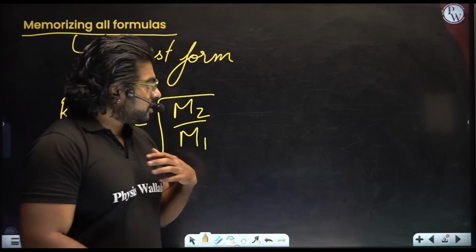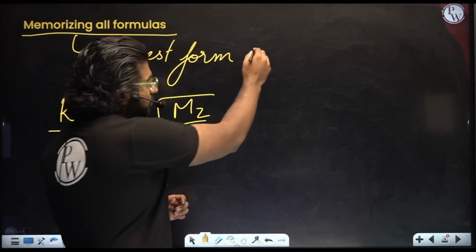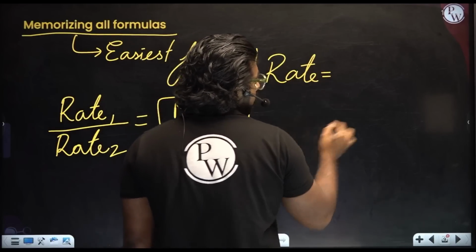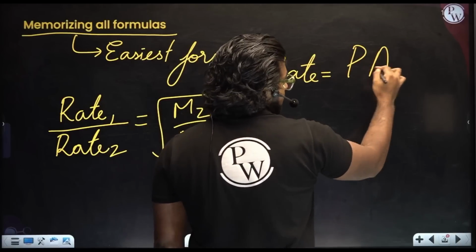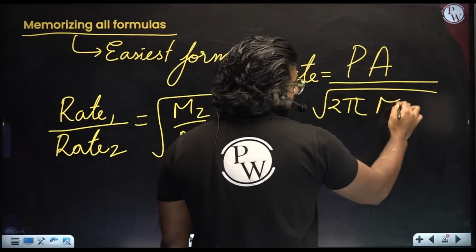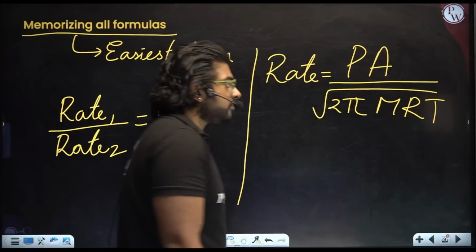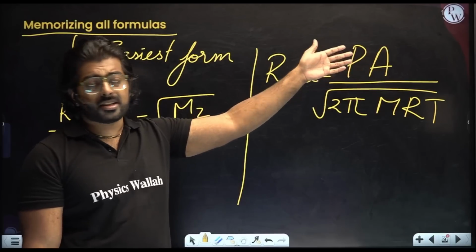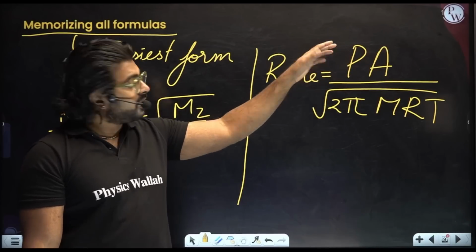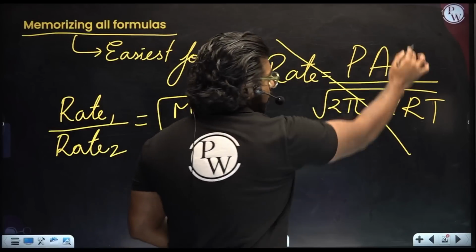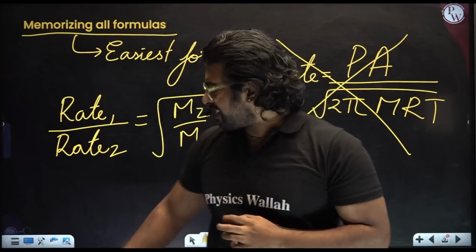But people like me, we have one more formula, which is rate equal to partial pressure into cross section area divided by under root 2 pi mRT. This is a very complex formula which is not at all there in your syllabus. If you read random books, then you'll get these formulas, and that is not important. This is not an important formula. Just go for the simplest form.